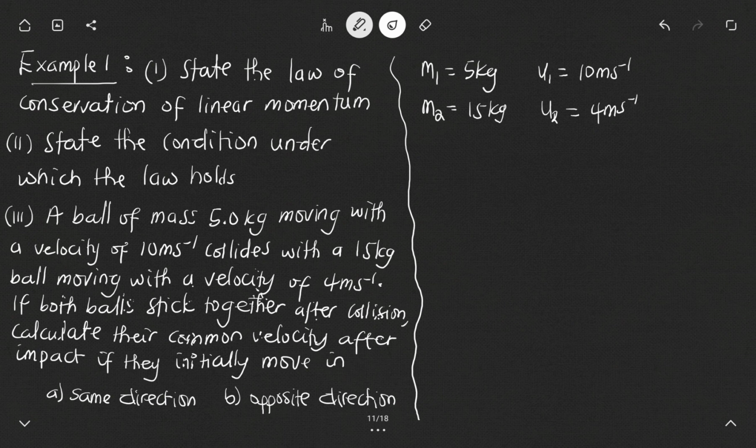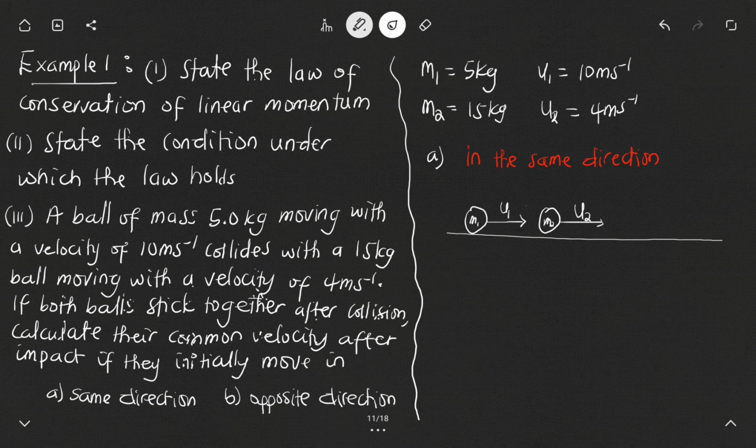Now they say if both balls stick together after collision, then we have to calculate their common velocity if they move in the same direction. That is for A. So let's look at A, that is if they move in the same direction. Let's look at the diagram for that. We have an initial ball, let's say m1, moving with an initial velocity of u1, and then another body m2 moving with an initial velocity u2. That is, they are moving in the same direction. Now, after collision, we're told that the balls stick together, so they are together moving with a common velocity that we are representing with v, and this is m1, m2. They are moving in the same direction.